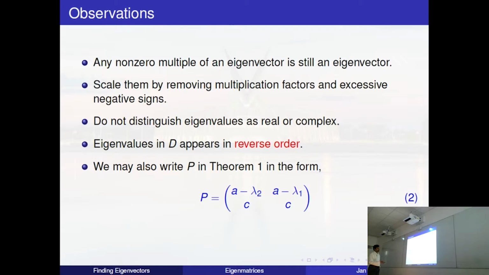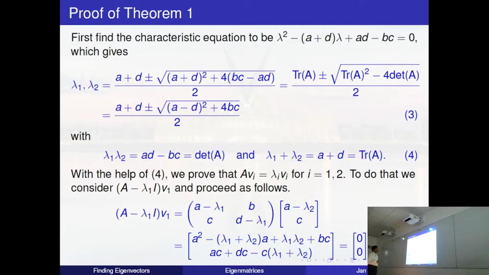So this is the eigenvector for lambda 1. This is the eigenvector for lambda 2. And you can see that you can even subtract from the same column. It's still going to produce the eigenvectors. So this is one of the interesting things here. Now, let's see why this works.